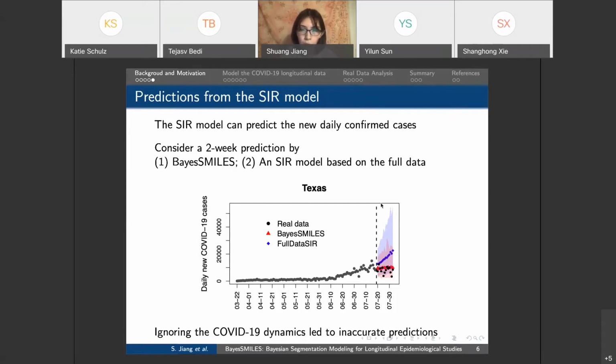When we compare the prediction results, as shown here, our predictions marked by the red triangles match pretty well with the real data shown by the black dots. But the prediction given by the full data SIR model tends to overestimate the daily confirmed cases in this situation. That means if you ignore the COVID-19 dynamics, there could be some issue with your prediction accuracy.